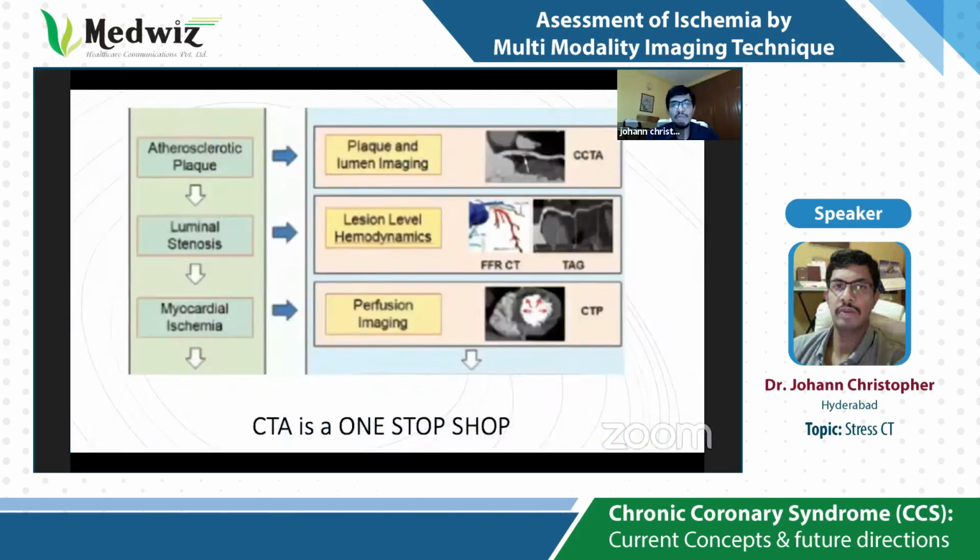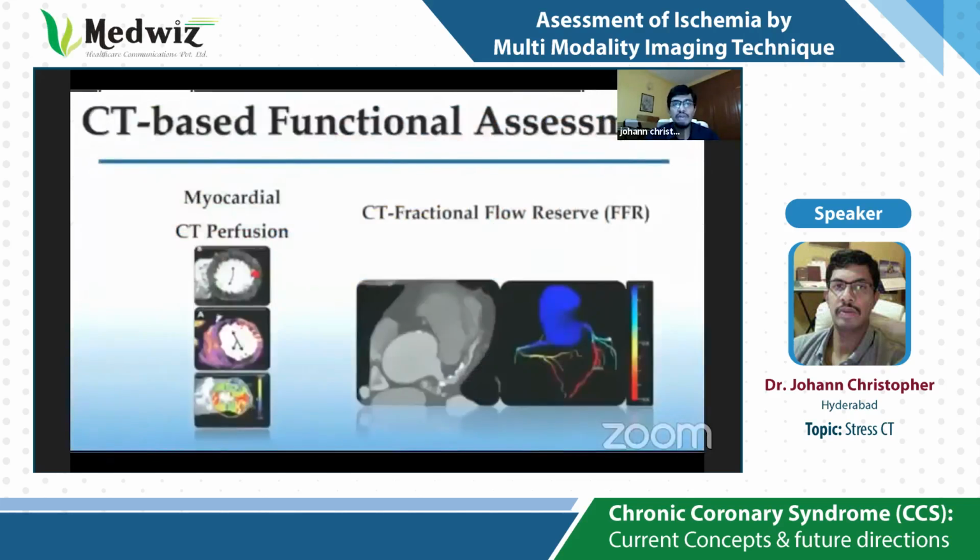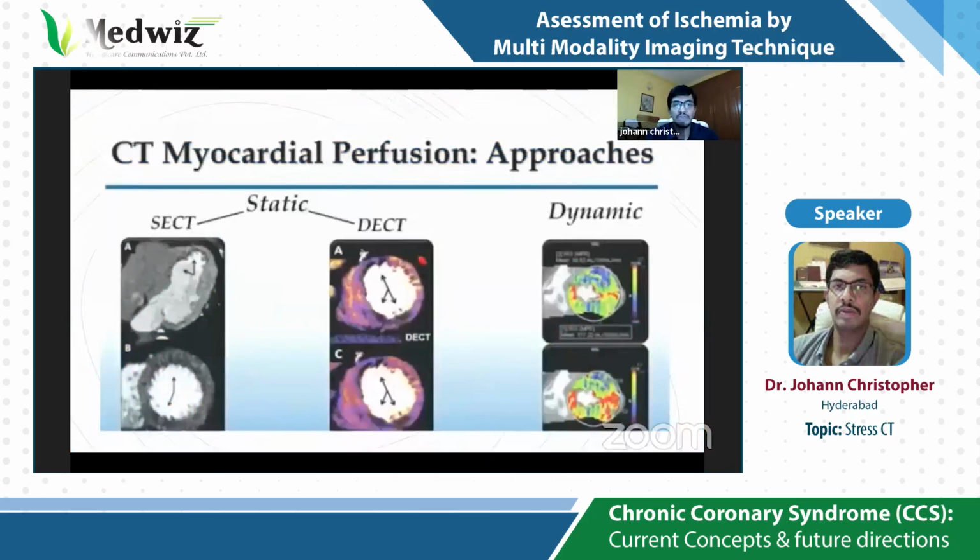Now, what does CTA bring to the table? Foremost, it brings plaque and lumen imaging, and we know that they play an important role in ACS. Secondly, lesion level hemodynamics, as Dr. Ravi has very eloquently brought to you by the FFR CT. And lastly, it does bring perfusion imaging. Now, functional analysis by CT is by two techniques, the CT FFR and by myocardial CT perfusion.